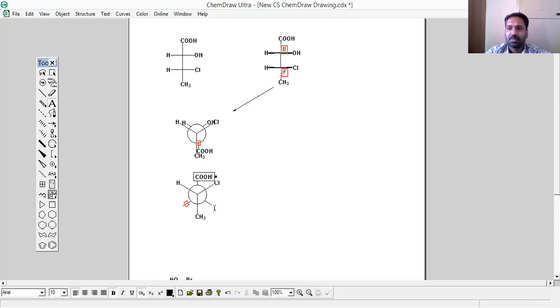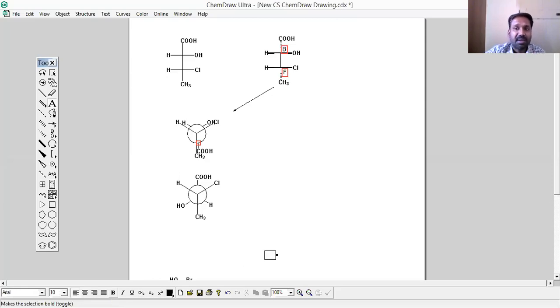Please don't change the positions of the substituents of the front carbon, because you're only rotating the back carbon, is it not? If you rotate both front and back carbon with the same angle, then you are simply rotating the whole molecule. You should not rotate the whole molecule to change conformations. To change conformations, you have to rotate only one of the carbons attached to a CC bond. So you are rotating only the back carbon by what angle? By 180 degrees. So COOH comes up. OH, which is here, will come here. And here comes our H. See, now this is the staggered conformation of the molecule.